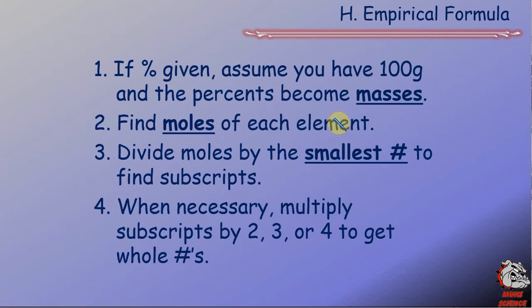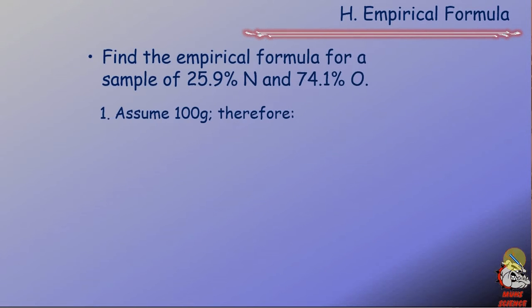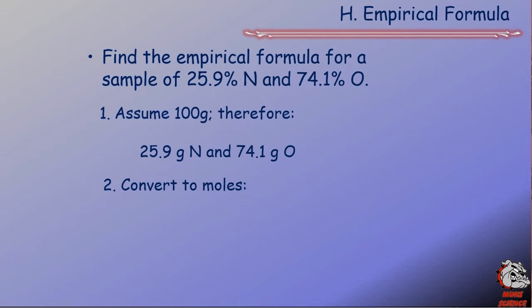So let's take a look at their problem. Let's actually get in here to the nitty-gritty of what we're doing. Typical problem. Here you have a compound, 25.9% nitrogen, 74.1% oxygen. Find the empirical formula. The first thing you do is assume you have 100 grams. If I do that, then the percentages just become grams. I have 25.9 grams of nitrogen and 74.1 grams of oxygen.